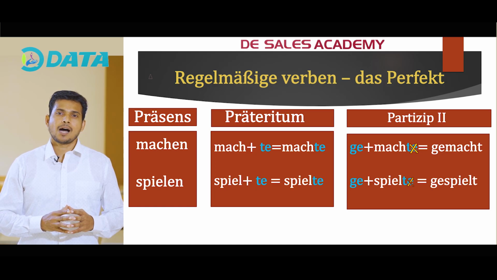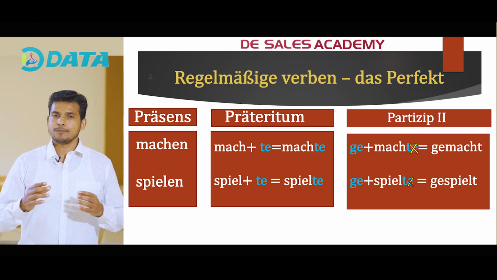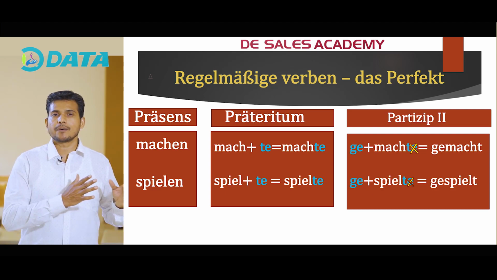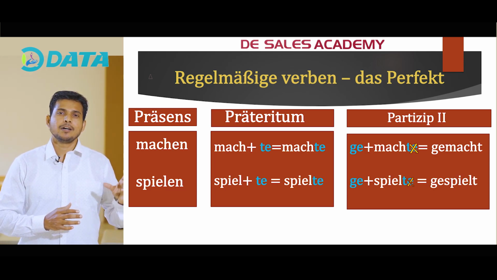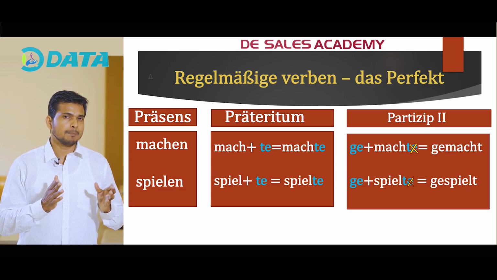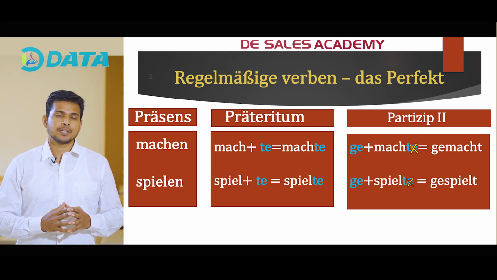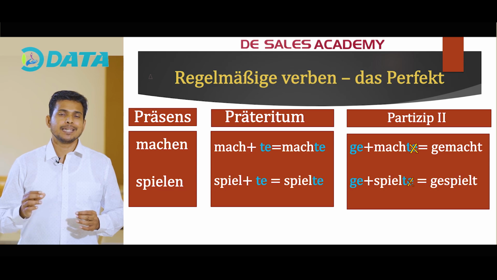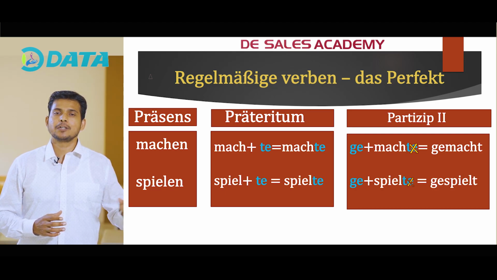Now let's see how we make the Präteritum form as well as the Partizip zwei form of various regular verbs in the present tense. It is very difficult to make a clear-cut distinction between regular verbs and irregular verbs based on any pattern, because of which we need to learn by heart which are the regular verbs and which are the irregular verbs. However, it is quite easy to make the Präteritum form as well as the Partizip zwei form from the present form of regular verbs.